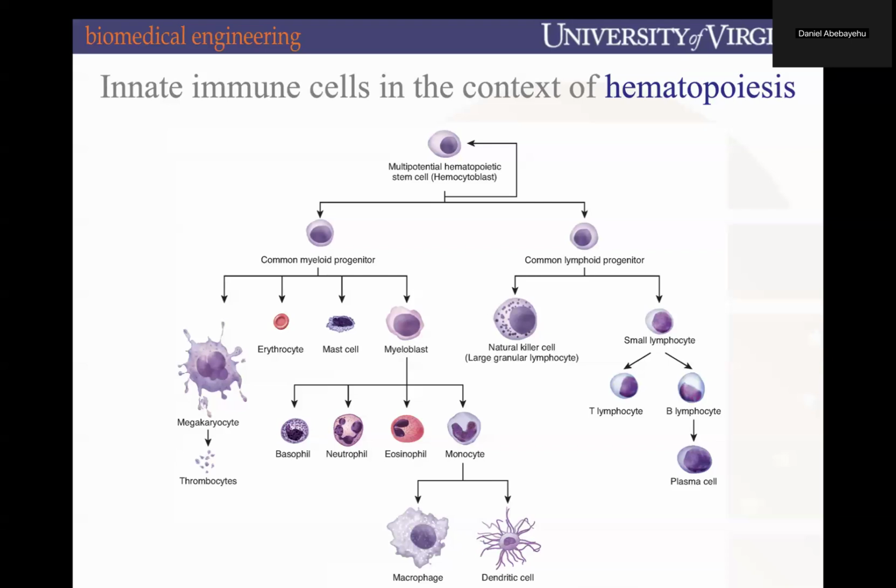Everything that originates from the common lymphoid progenitor is the adaptive immune system. That's what we'll talk about next class. Everything that originates from the common myeloid progenitor is our innate immune system. The only exceptions here are erythrocytes or red blood cells, as well as megakaryocytes. But everything else that originates from a common myeloid progenitor constitutes the cells of our innate immune system.